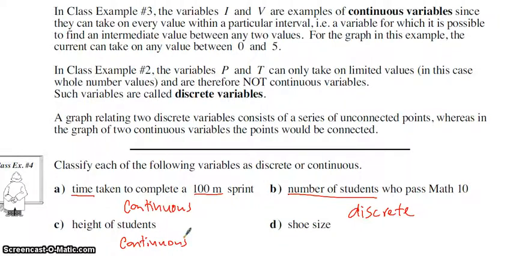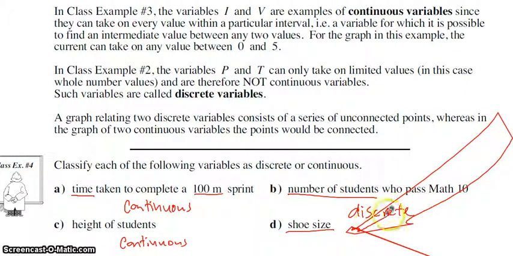Now, shoe size. Okay, this one is interesting. When you go buy shoes, when you look at shoe size, they take on discrete values. Something wrong with the pen.